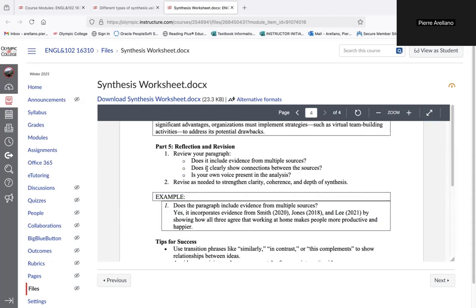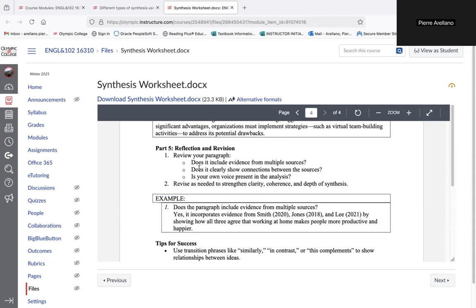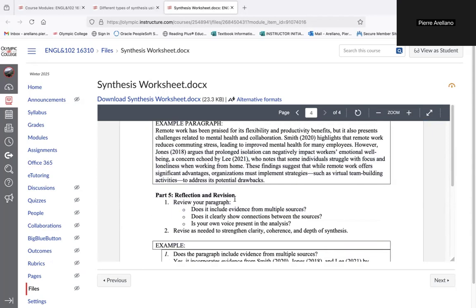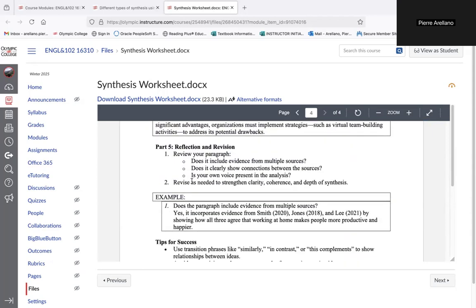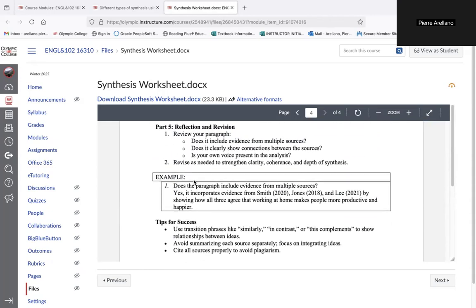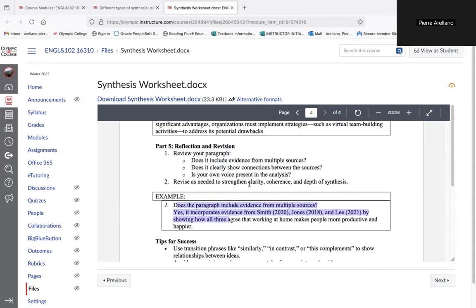Just review the paragraph that you wrote. Does it include evidence from multiple sources? Based on what you wrote here, doesn't it clearly show connections between the sources? Is your own voice present in the analysis? Very important. Is this showing that you wrote this section? And revise and strengthen it if you need to. And this is just a quick, yes, I did this, and this is how I did it. That's kind of what I want to see.